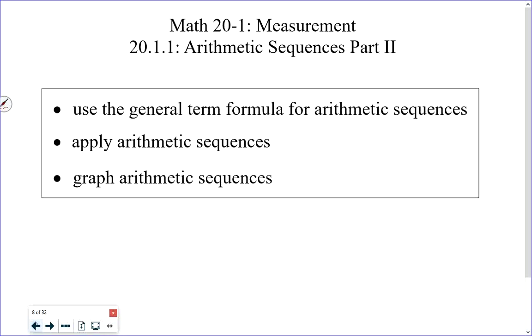So we're going to be learning today what a general term formula is for arithmetic sequences. We're going to continue to solve problems with arithmetic sequences, but the complexity of those problems is going to increase. So we're not going to learn something new here and do the same problems we did yesterday. We're going to learn something new and apply it to what we learned yesterday at a higher level. And we're also going to be looking at graphs of arithmetic sequences.